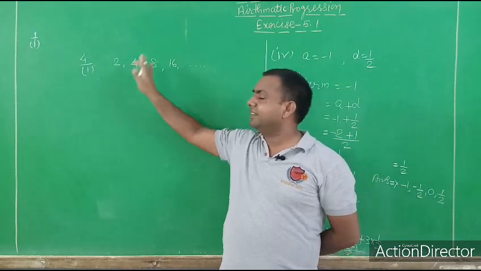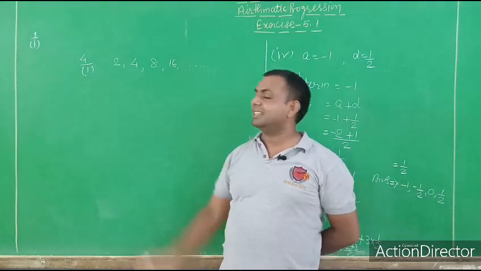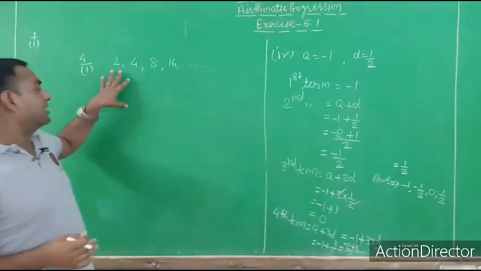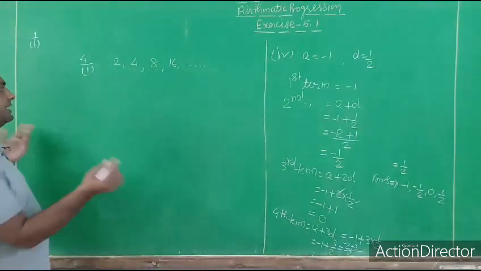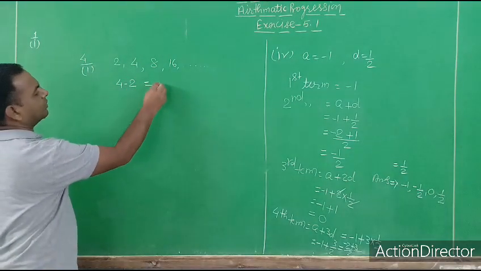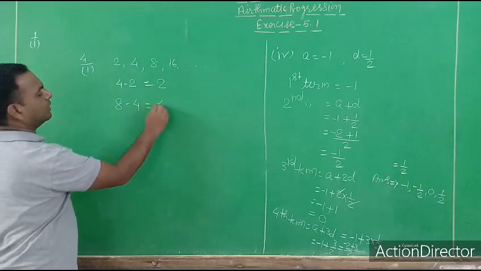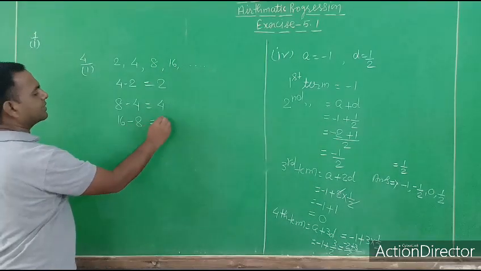Here 8 minus 4, this is equal to 4. 16 minus 8, this is equal to 8. So you find that the differences between two successive terms are different. As an example, 4 minus 2 is equal to 2, 8 minus 4 is equal to 4, and 16 minus 8 is equal to 8.